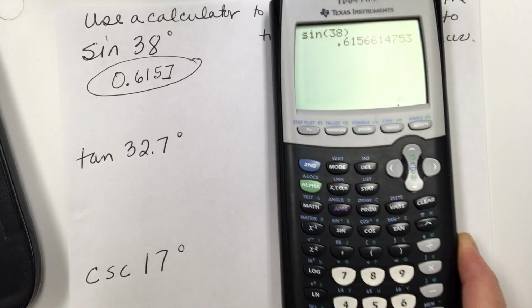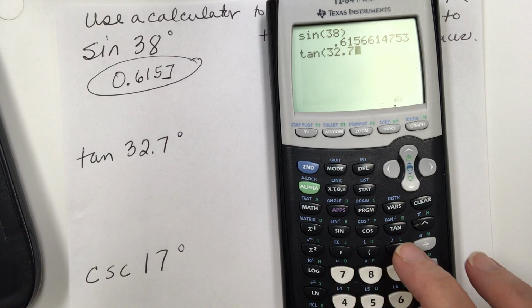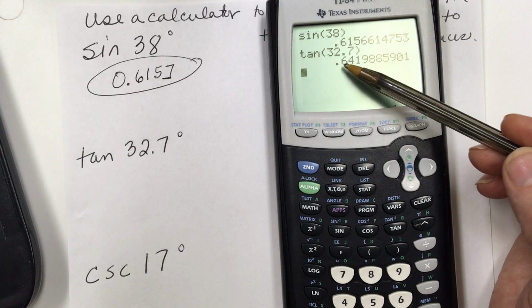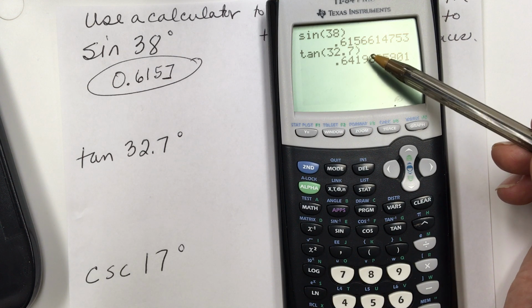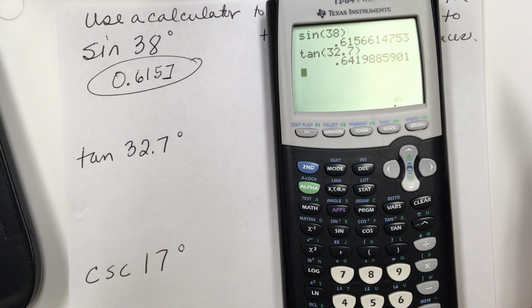So I will come up and I'll hit the tangent button, tangent of 32.7. And again, I am in degree mode. And I get 0.6419. Does this 9 need to stay a 9 or does it need to become a 10? Looking to the number to the right, if it's 5 or greater, it needs to go up.